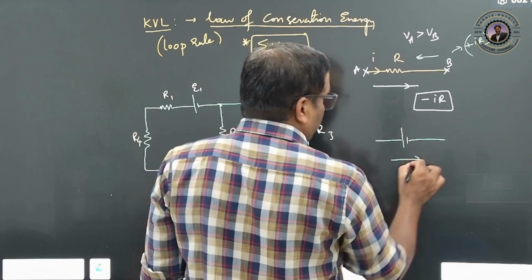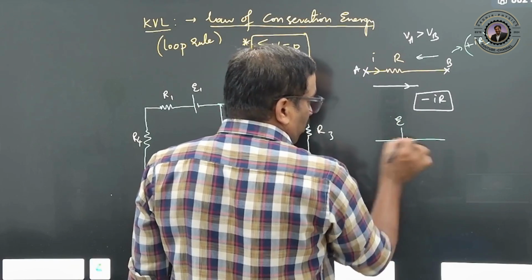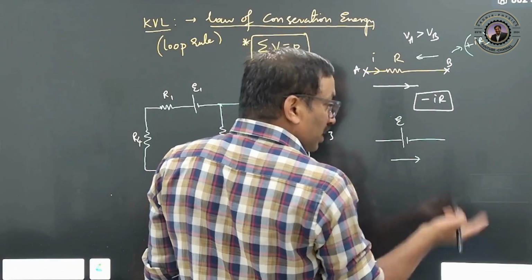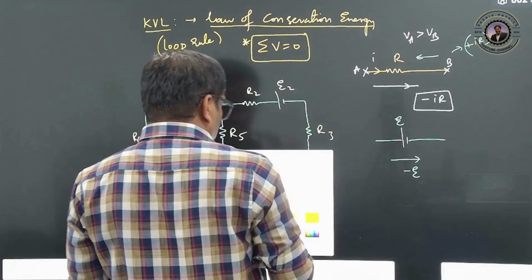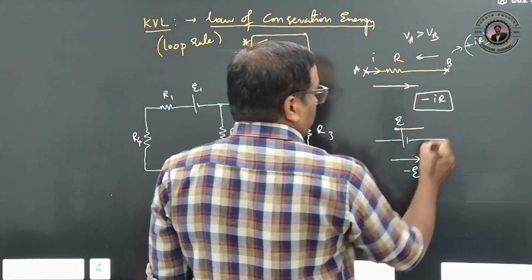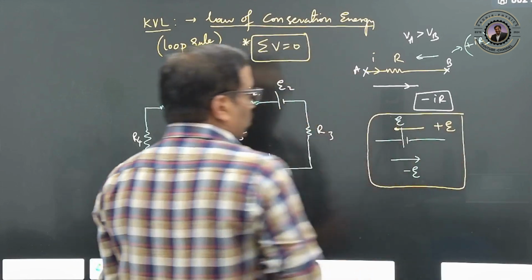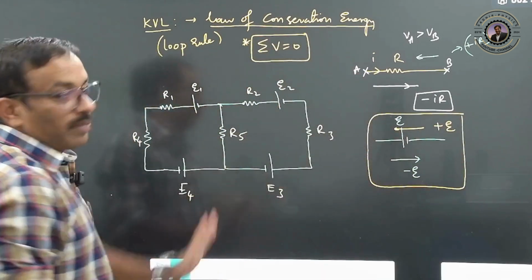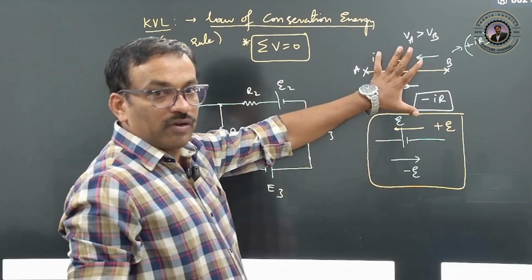Suppose you are going from here to here, this is an EMF, so you are going from a higher potential region to a lower potential region. The potential is decreased, so you need to write it as minus E. Suppose you are going from negative to positive, then you need to write it as plus E. Clear? These are the things you need to remember, then you can apply it. This point is very, very important.